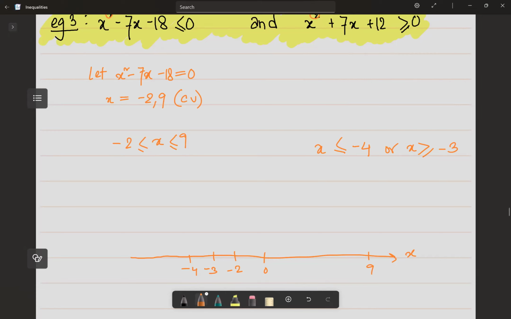Now, if we represent all of these ranges of values of x on the number line, for the first one, we have -2 ≤ x ≤ 9. So at the critical points, -2 and 9, we will be getting filled circles. After drawing the filled circles, this is one inequality, one range, one set of values. So we will draw one line to join these two points.